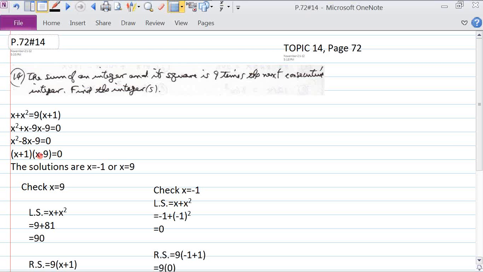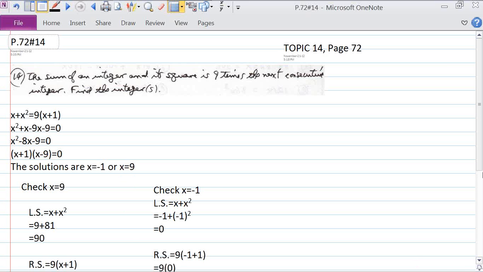And we have x plus 1 times x minus 9 as the factors. The first times the first gives us x squared, plus 1 times minus 9 gives us minus 9. The inner is plus x. The outer is minus 9x. Plus x minus 9x gives us minus 8x. So the solutions: x plus 1 equals 0, x equals minus 1, and x minus 9 equals 0, then x equals 9.